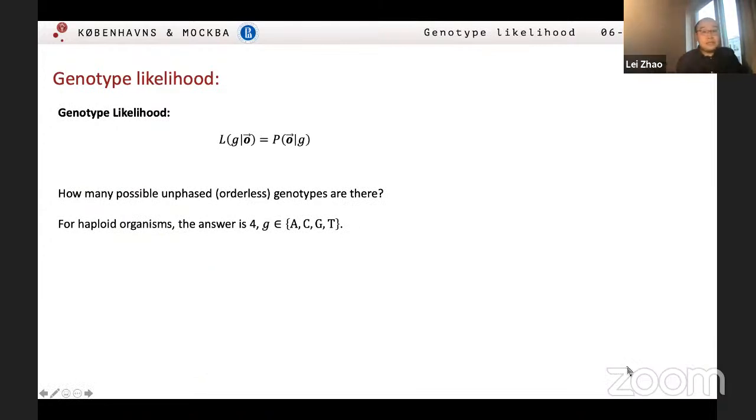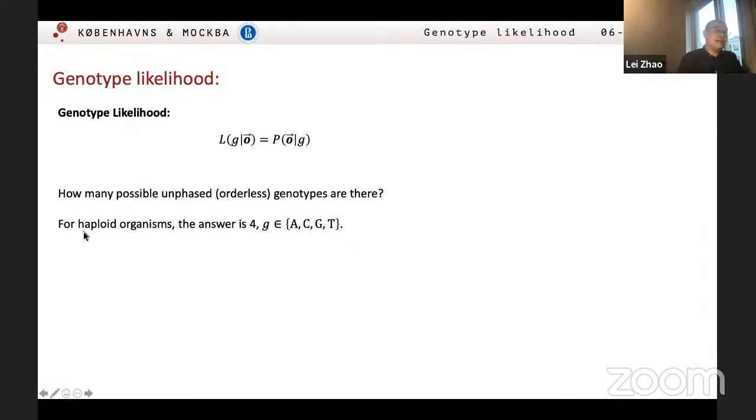So let's talk about the idea of genotype likelihood. The genotype likelihood is defined as a likelihood. It is in a probability framework: given that we know some specific genotype, what's the probability that we observe the observations, like the short reads that actually pile up at this site.